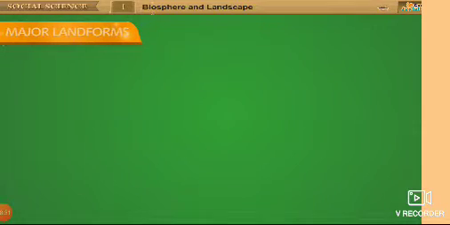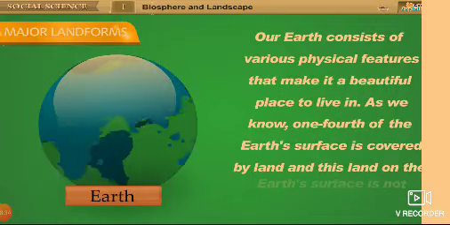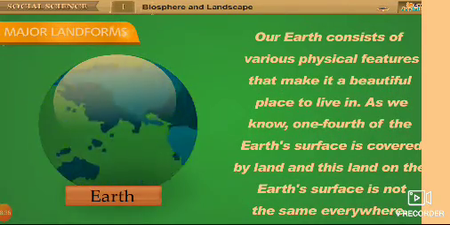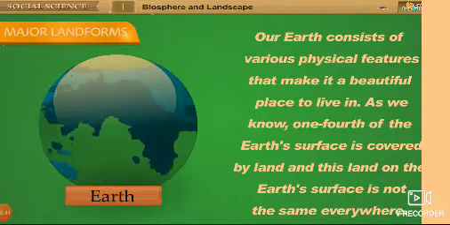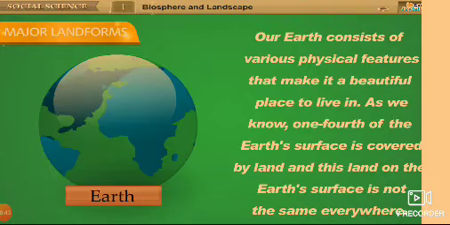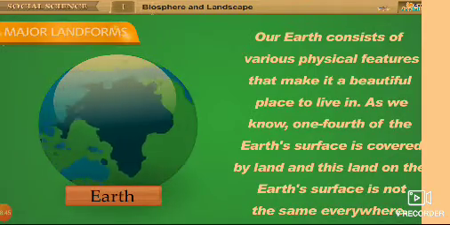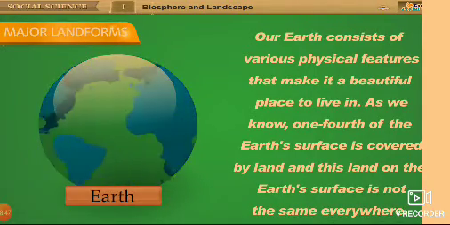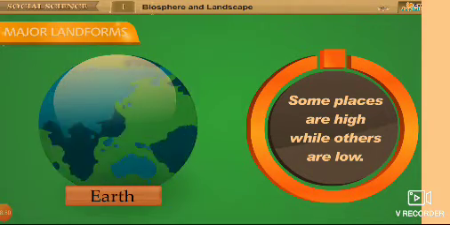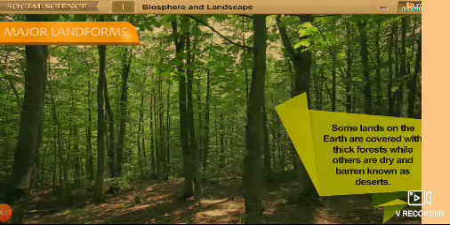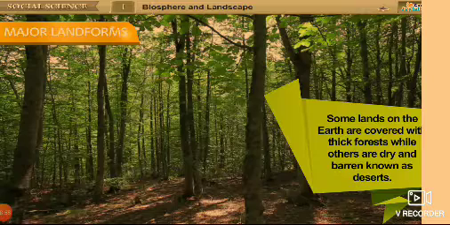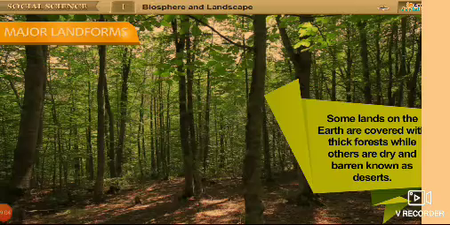Major landforms. Our Earth consists of various physical features that make it a beautiful place to live in. As we know, 1/4 of the Earth's surface is covered by land, and this land on the Earth's surface is not the same everywhere. Some places are high while others are low. Some areas have water bodies like rivers, oceans and seas. Some lands on the Earth are covered with thick forests, while others are dry and barren, known as deserts.